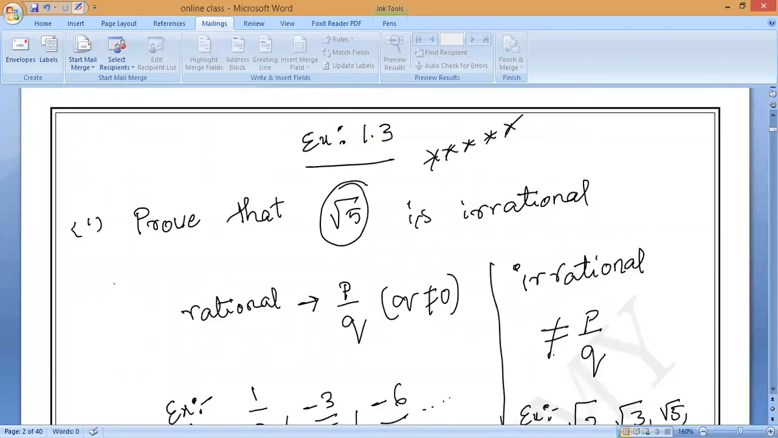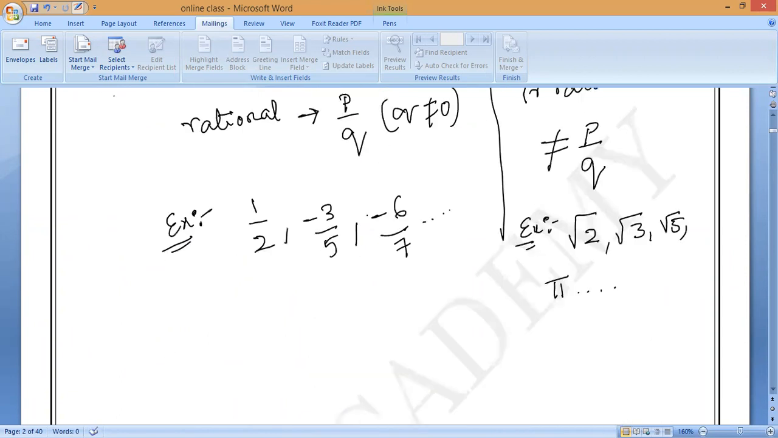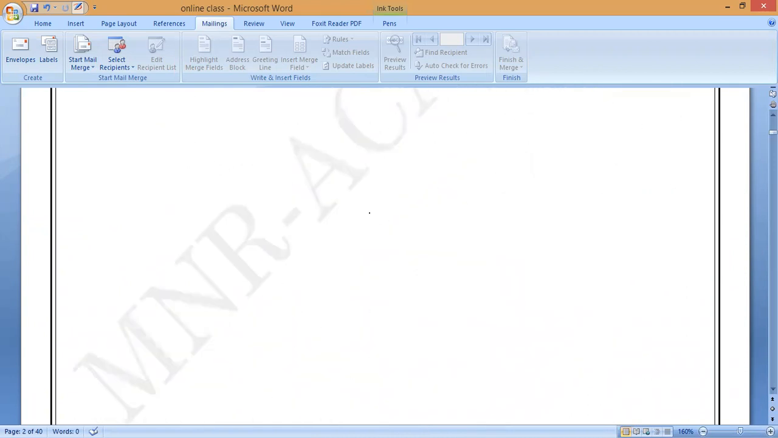See, here we want proof. Prove that root 5 is irrational. Okay. How to prove? We have to show that root 5 is irrational. So we take a general example.